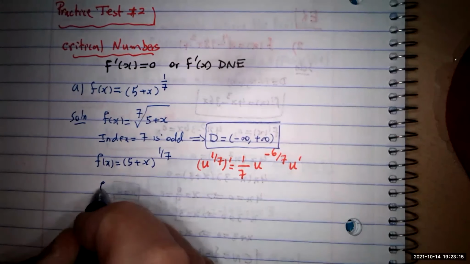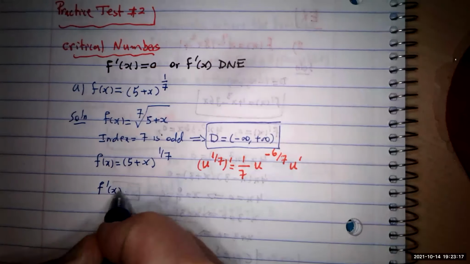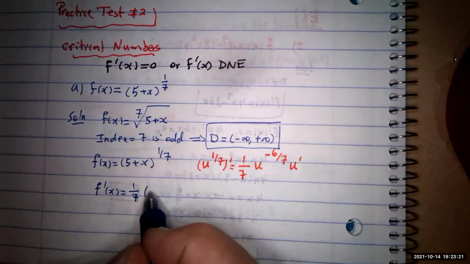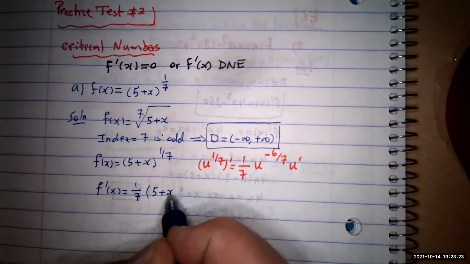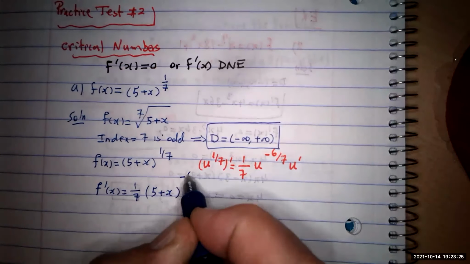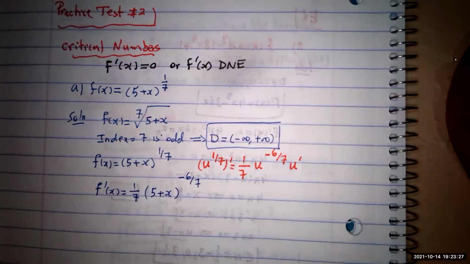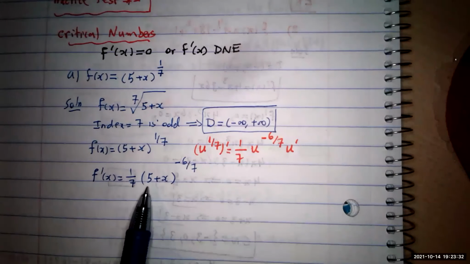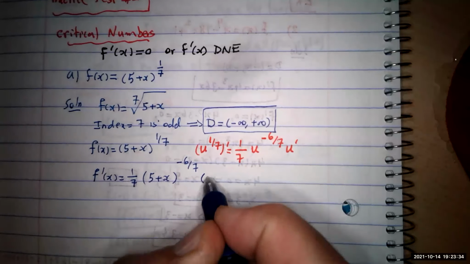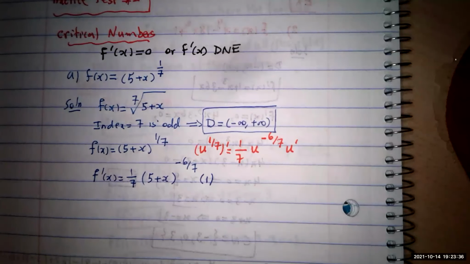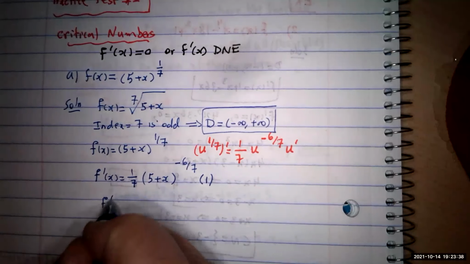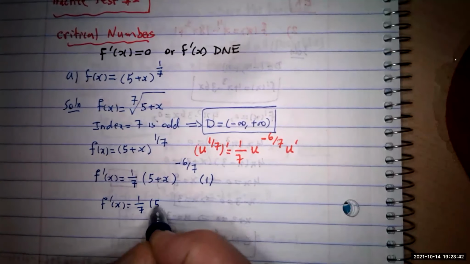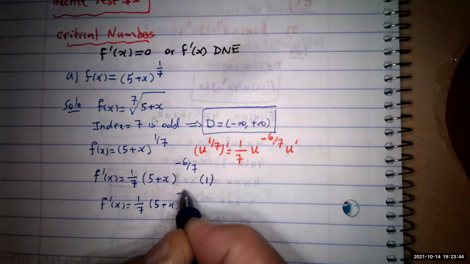So now we copy the formula. f prime of x is going to be equal to 1/7 times 5 plus x to the negative 6/7 times u prime. U prime is the derivative of the inside: the derivative of 5 is 0, and the derivative of x is 1. So you simplify it. f prime of x is going to be simply 1/7 times 5 plus x to the negative 6/7.